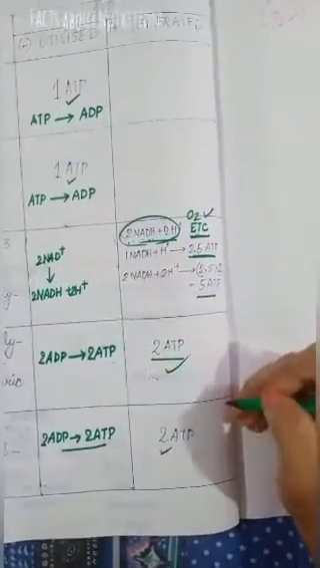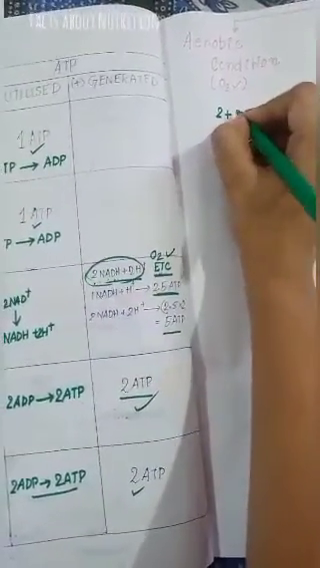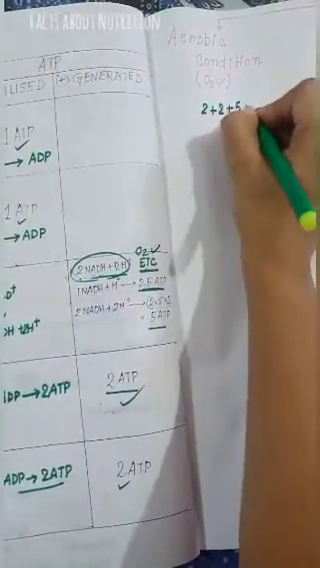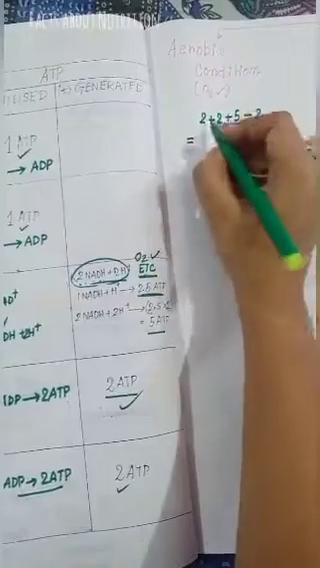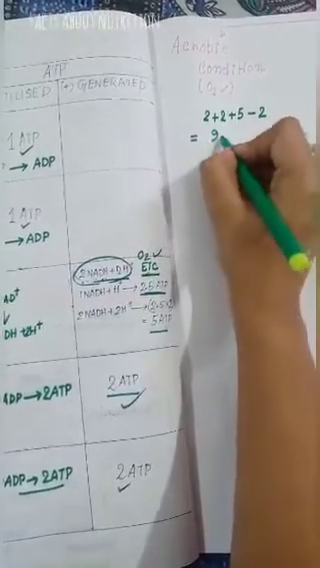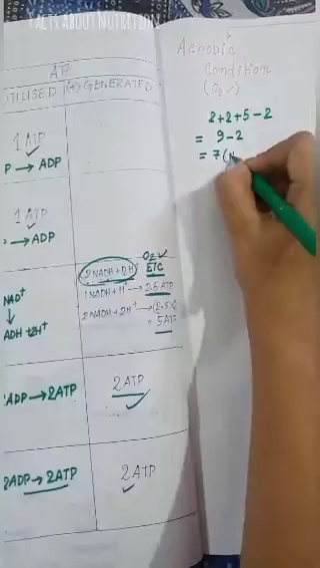So we can simply write in the aerobic phase that this will be minus, because here ATP were utilized. Generated is 2 plus 2, that is 4. This is also in the generated part. So 2 plus 2 plus 5 minus 1 plus 1, that is 2. So it is 9, 9 minus 2, that is 7. So this is the net production.